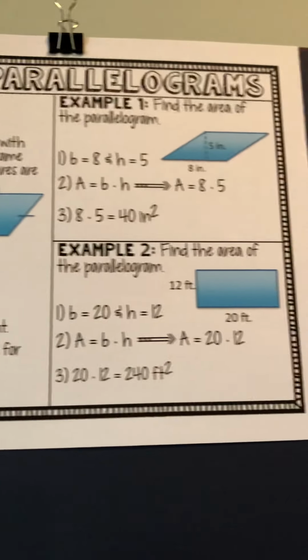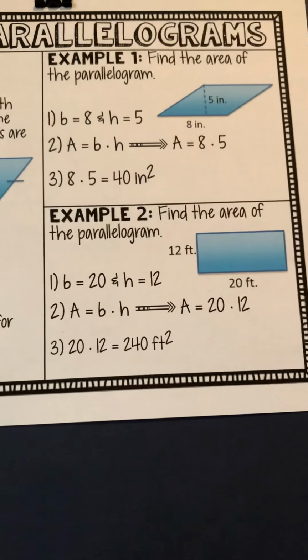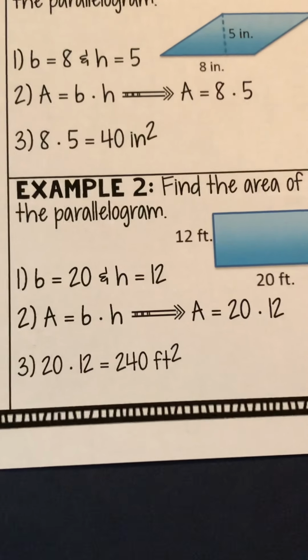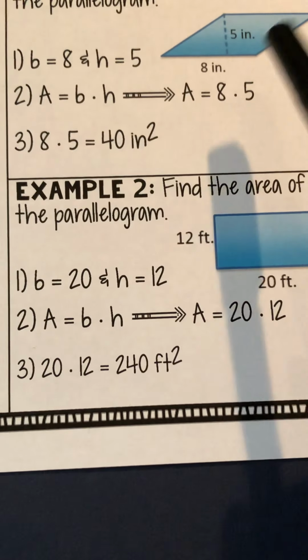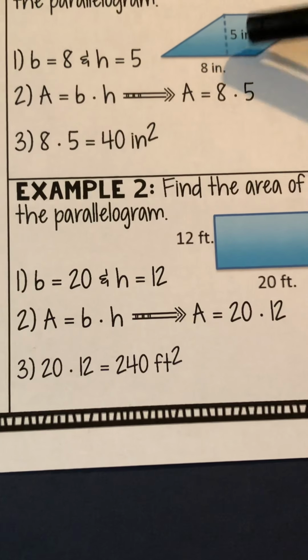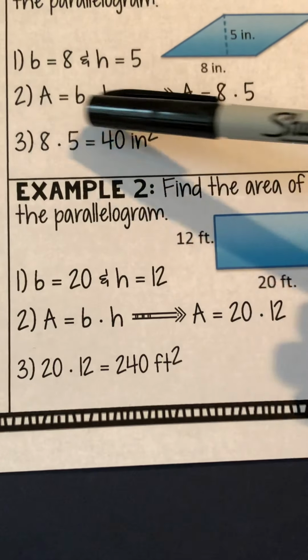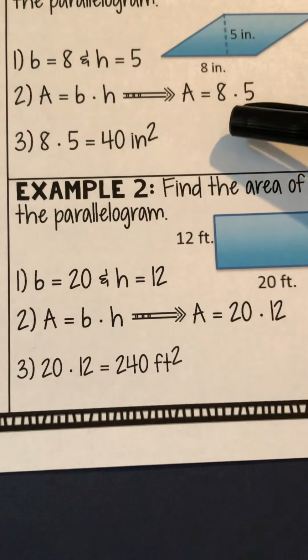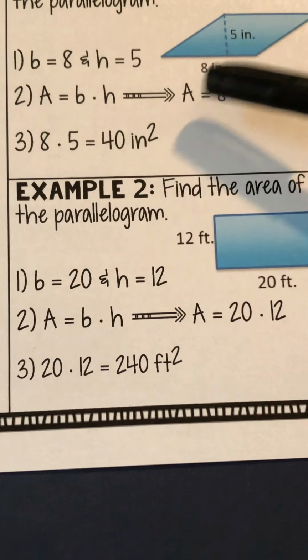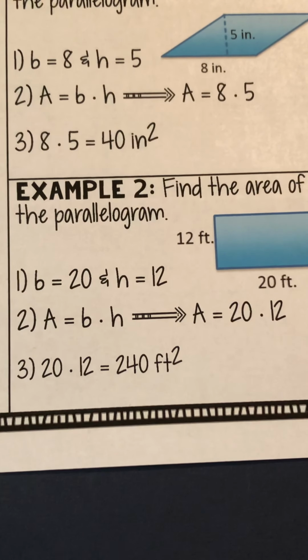So here's an example over here. So example 1, we'd find the area of this parallelogram by doing 8 times 5. The base is 8, the height is 5, because you have a 90-degree angle or a right angle. Area is equal to base times height, so you substitute in the 8 times the 5. 8 times 5 is 40, so it's 40 inches squared because the units were inches.